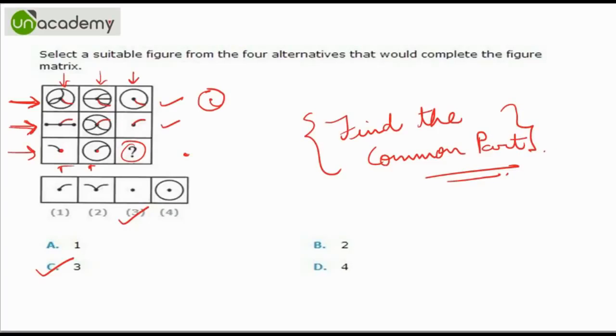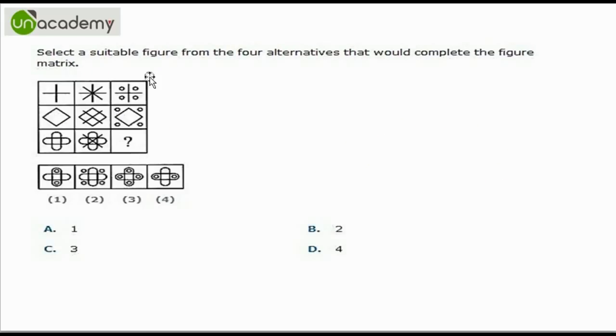Let us look at one more type of problem, that is these type of problems. Again a 3x3 grid is given and you have to find some pattern somehow and find this unknown. We have in the first row, first column, a plus sign, then we have a plus and a cross, and in the third we have this plus and 4 circles around it. So plus sign is in all three.